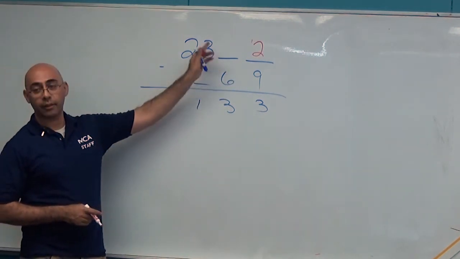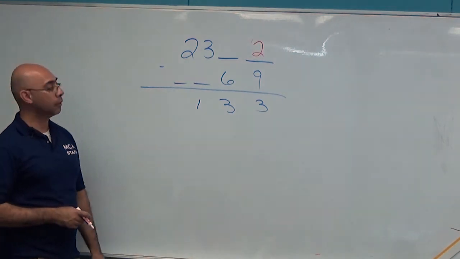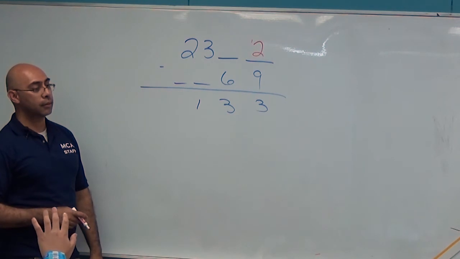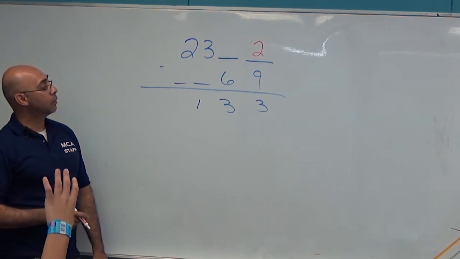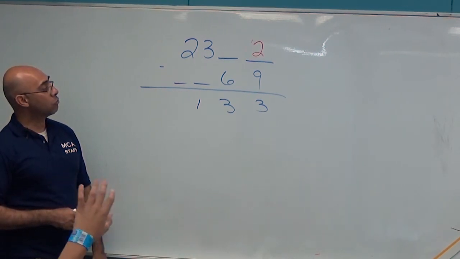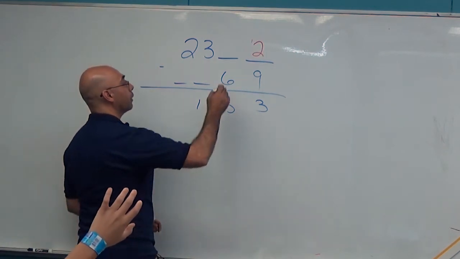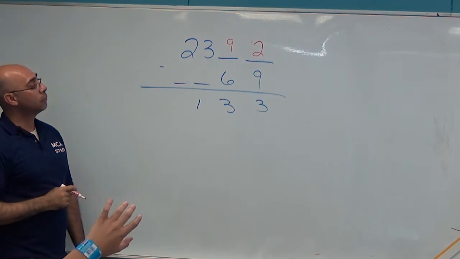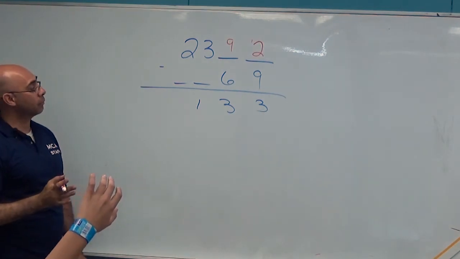So how would I figure out this thing then? Yes? 6 plus 3 is 9. All right, so we have to put this little 9 up here. Well, let's see if this works out.